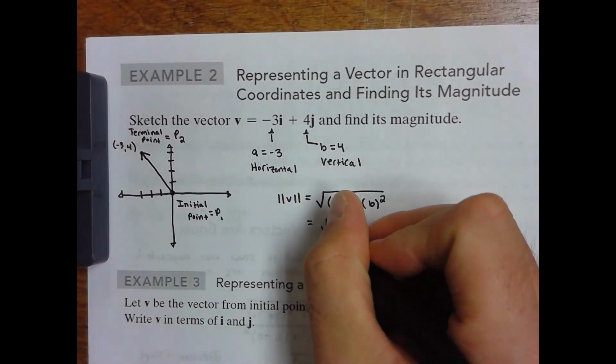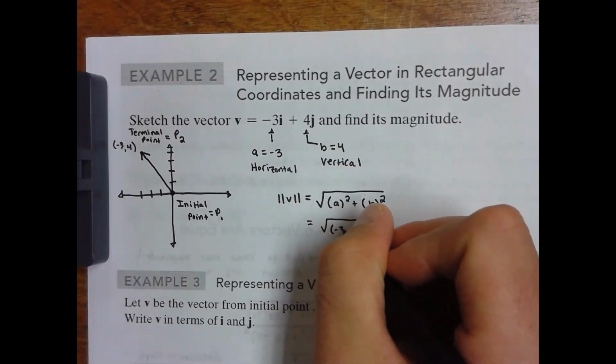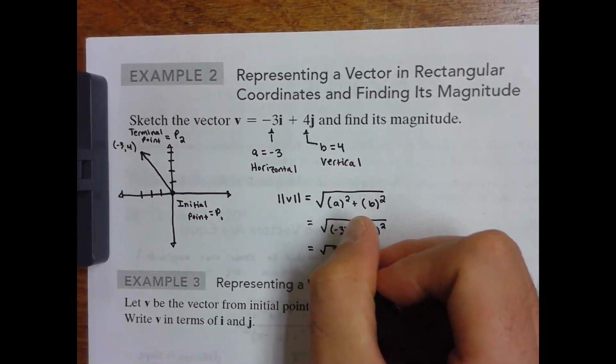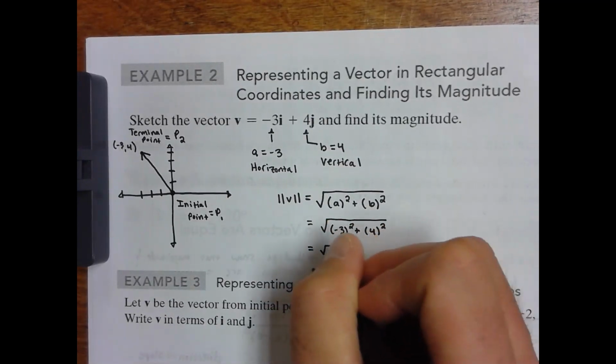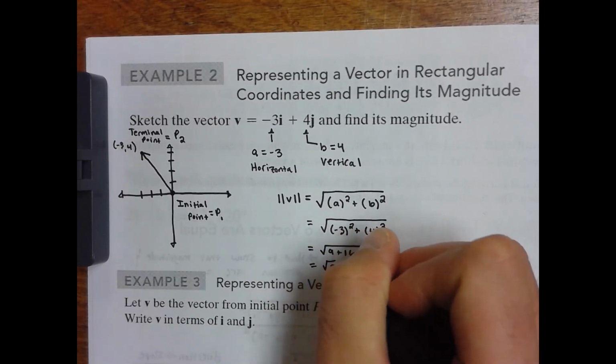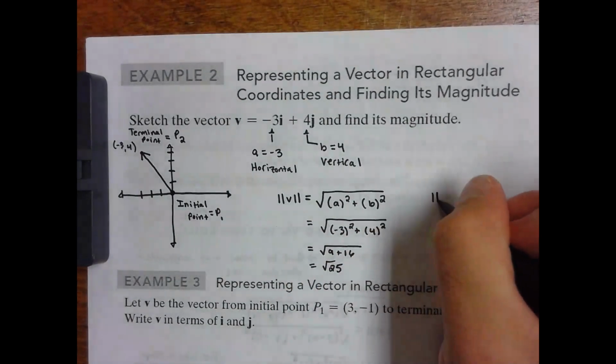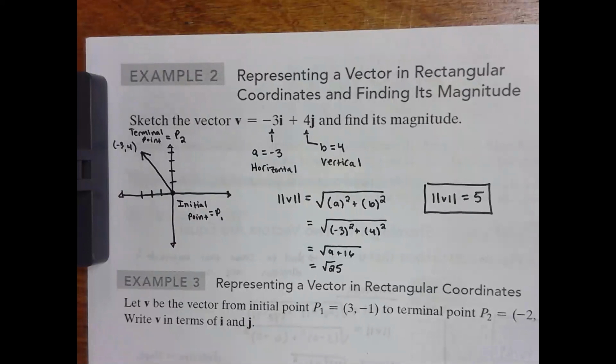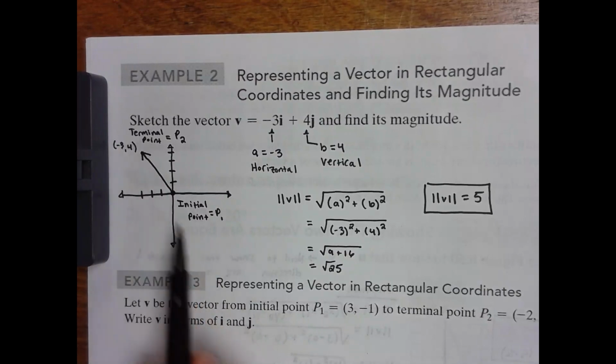So this is equal to -3 squared plus 4 squared. So that's 9 plus 16, which is root 25, which is equal to 5. So the magnitude here is just 5. Nothing crazy once again. Main thing, just pointing out where our initial point is, terminal point, and the fact that we're going to call them P1 and P2. Point 2 will always be the terminal point.